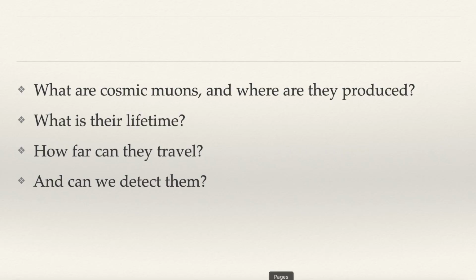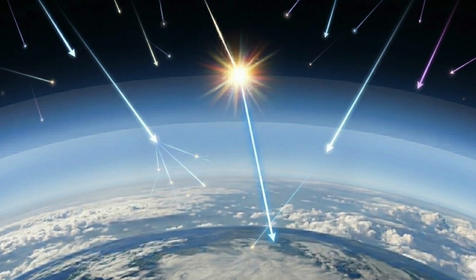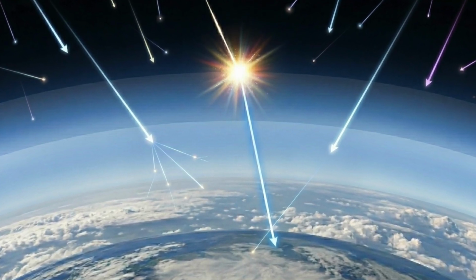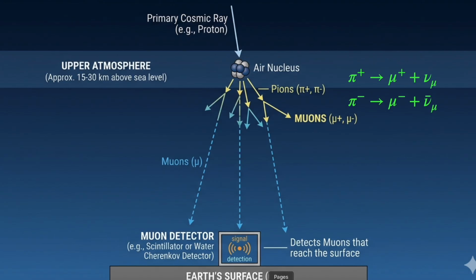We will understand this. So what are cosmic muons? First, we need to know what a cosmic ray is. These are mostly energetic protons coming from outer space constantly. As this cosmic ray or proton enters the atmosphere, it interacts with the nuclei present in the atmosphere and produces secondary particles like pions, kaons, etc. These pions further decay into muons, as you see in the example.